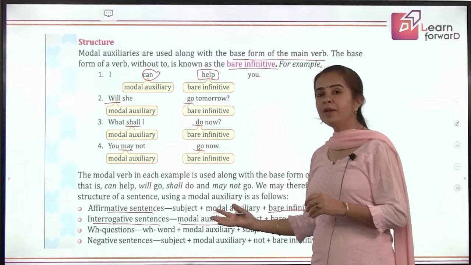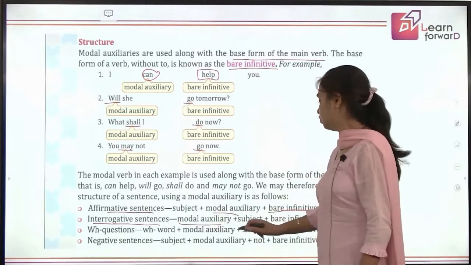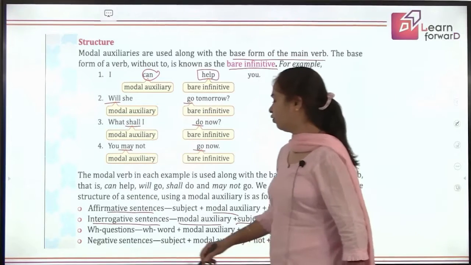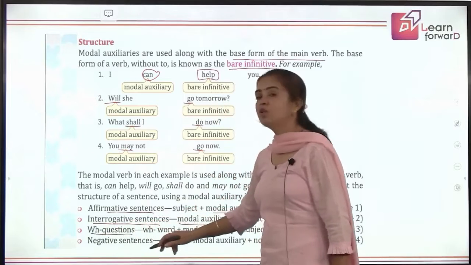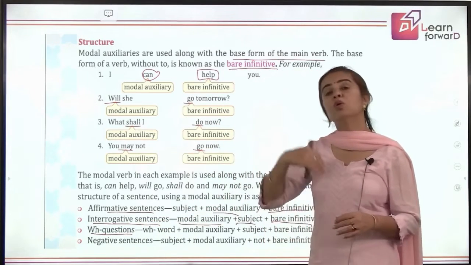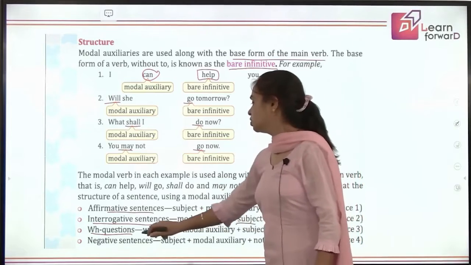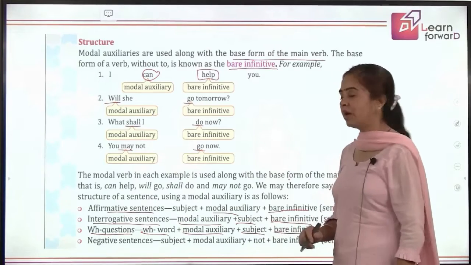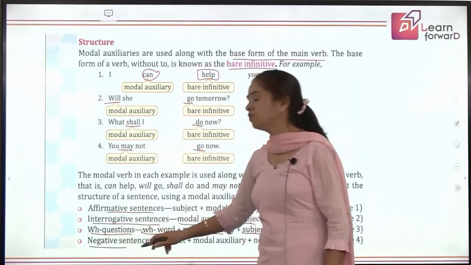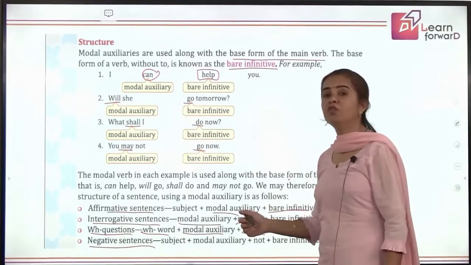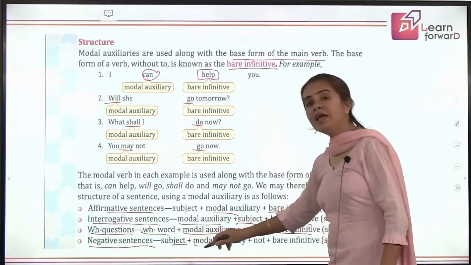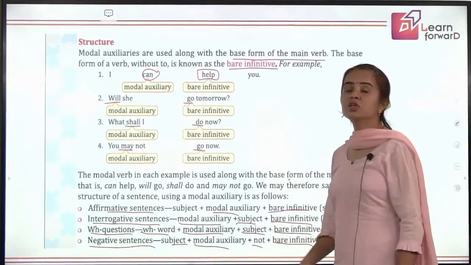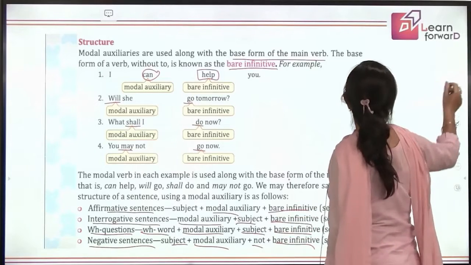And these are also helping verbs. So the modal auxiliary comes before the subject and then comes your main verb, that is in the bare infinitive form. The WH questions. So when you have WH questions, the WH word will go even before your modal auxiliary, followed by the subject and then the bare infinitive. And finally, when you have to write the negative sentences, we have the subject followed by your modal auxiliary, then comes not, and then the bare infinitive. So this is the structure of sentences when we are using the modal auxiliaries.